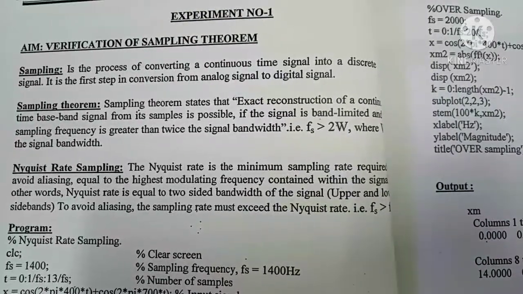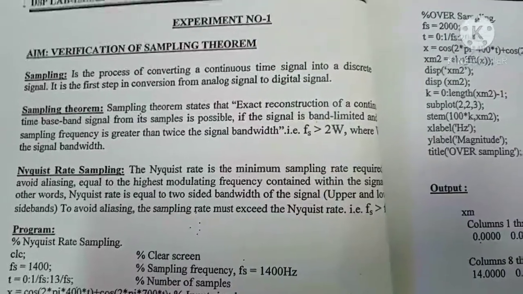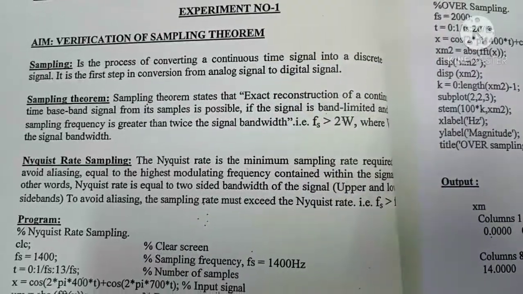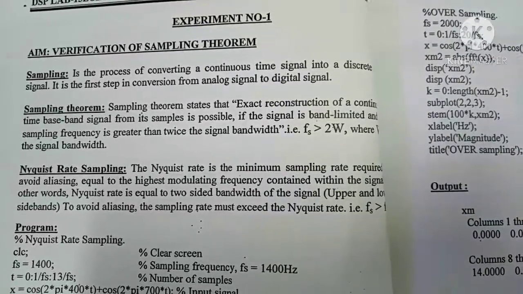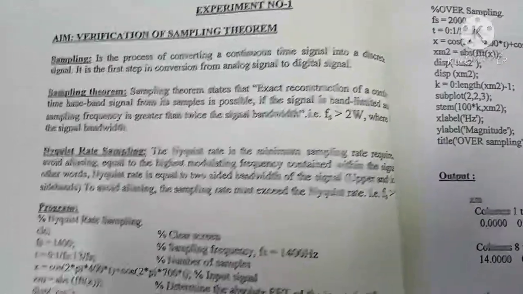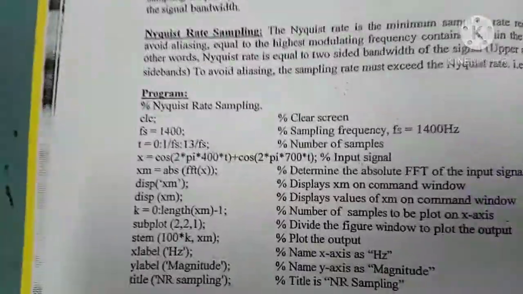frequency whose value is less than 2 times the maximum value will be overlapped, meaning there will be a distortion. So in order to avoid the distortion, we have to sample the signal more than twice the maximum value of the input signal. So here we are demonstrating that type of experiment.